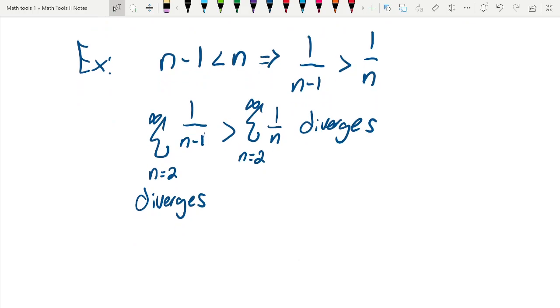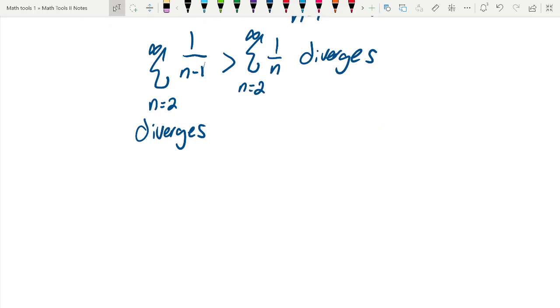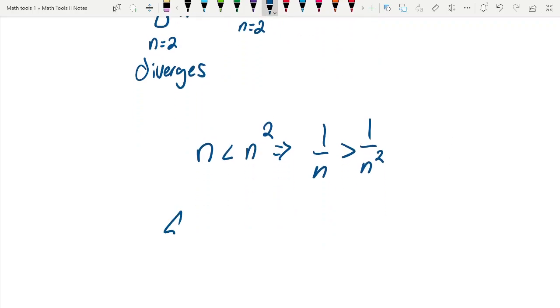Now we do need to be a little bit careful of this one. For example, n is less than n squared, which implies that 1 over n is greater than 1 over n squared. So we know that this is true, that the inequality will hold.